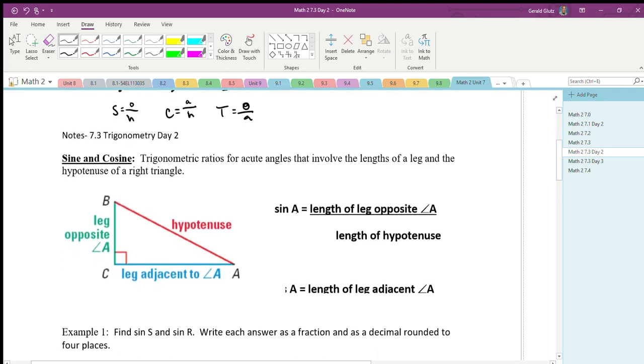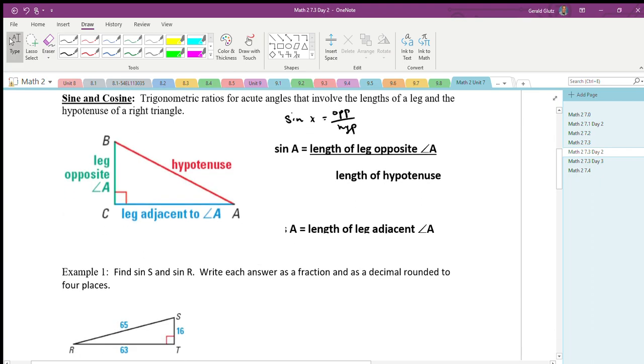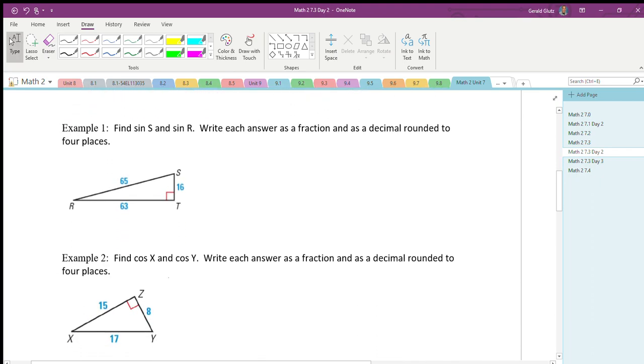So again, sine is the opposite. So I like to just write it like this. Sine of something equals opposite over hypotenuse. So for example 1, find sine of S and then sine of R. So sine of S, remember it's opposite over hypotenuse.